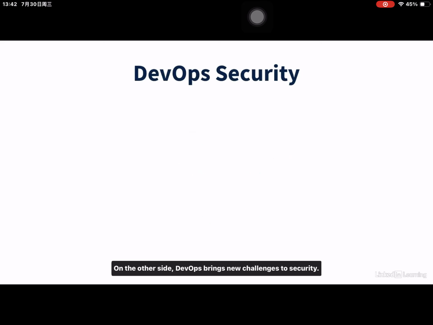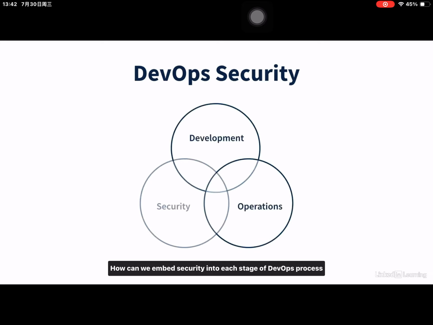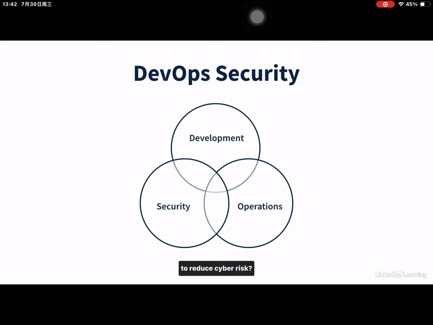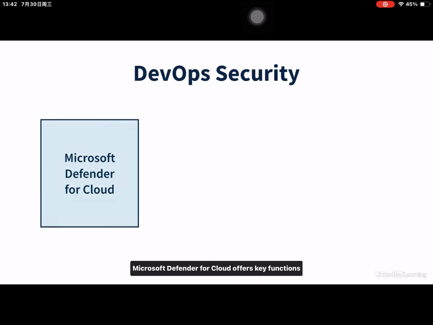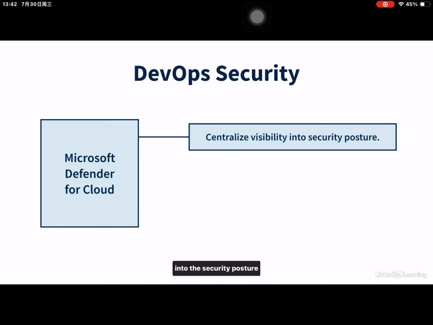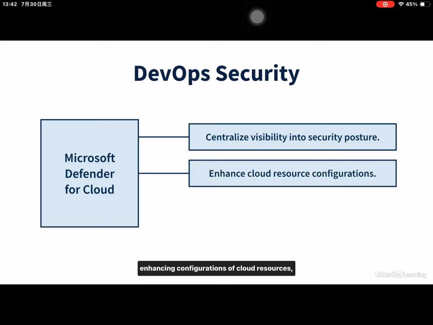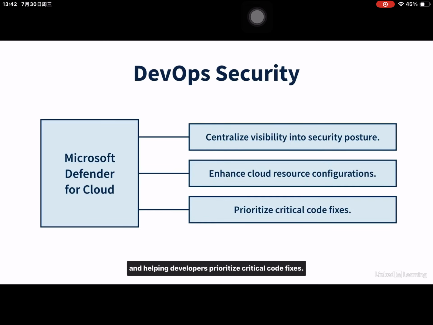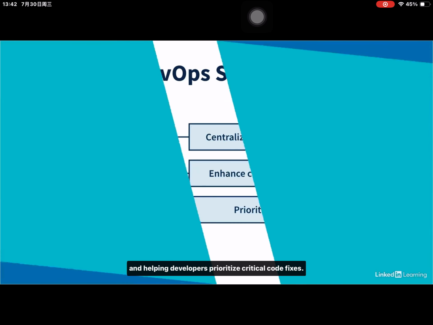On the other side, DevOps brings new challenges to security. How can we embed security into each stage of the DevOps process to reduce cyber risk? Microsoft Defender for Cloud offers key functions to secure DevOps, including providing centralized visibility into the security posture across multiple DevOps environments, enhancing configurations of cloud resources, and helping developers prioritize critical code fixes.